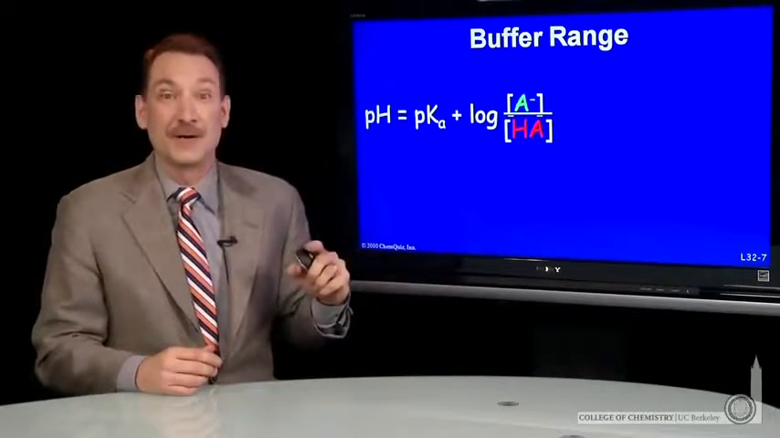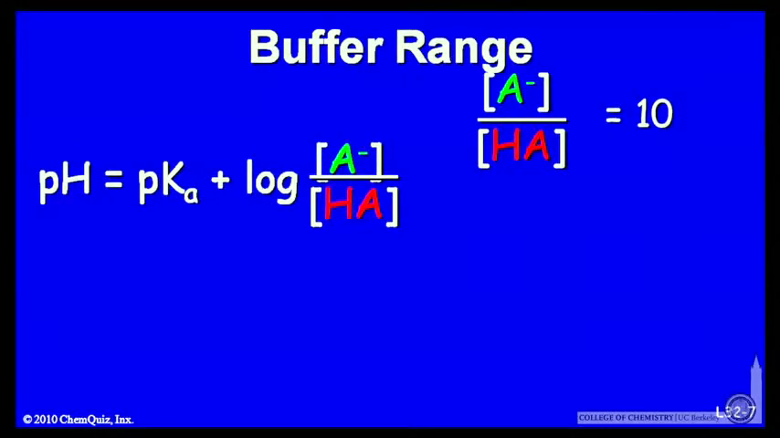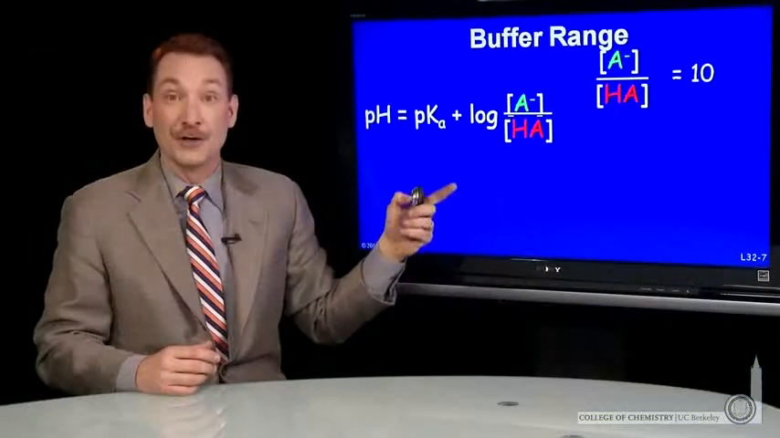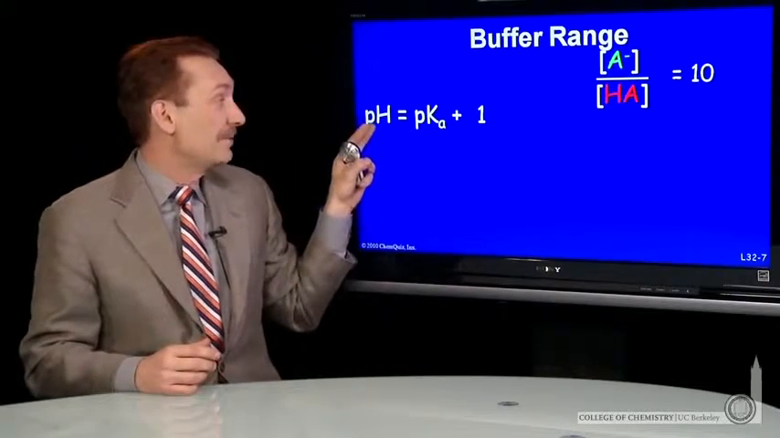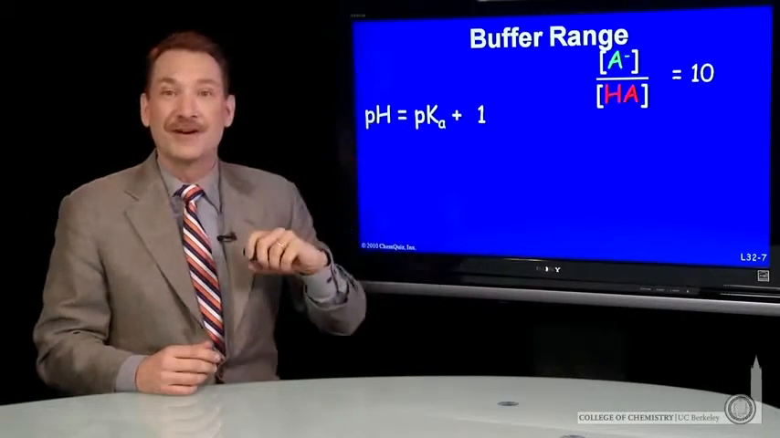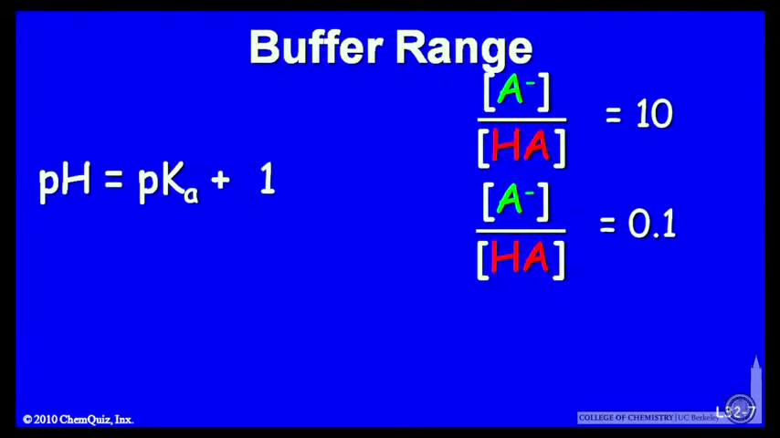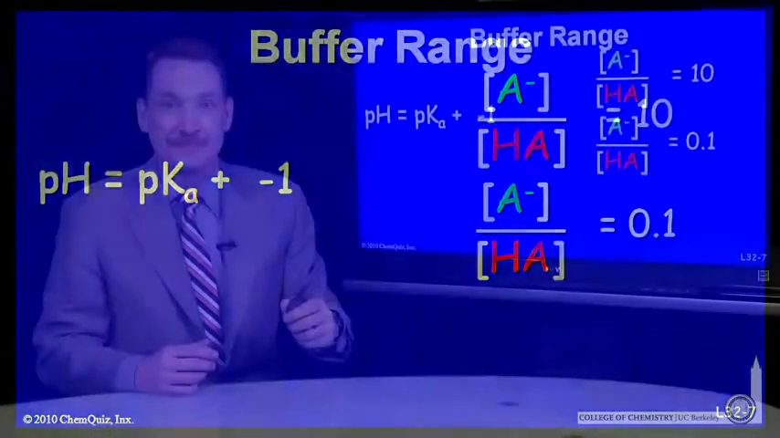Here's our Henderson-Hasselbalch expression. When this ratio, A minus over HA, is 10, so there's 10 times as much base form as acid form, then the log term is plus 1. You're at a pH of 1 greater than the pKa. And of course, if the acid form predominates, so you have 10 times as much acid as base, then that log term is minus 1. And you're in the region where the pH is pKa minus 1.